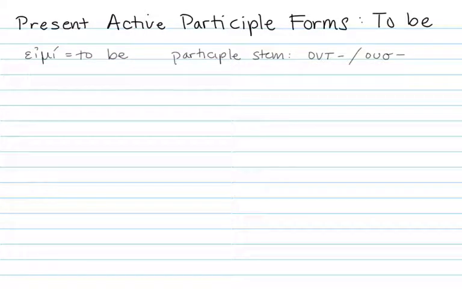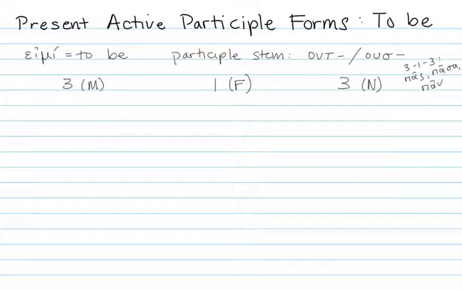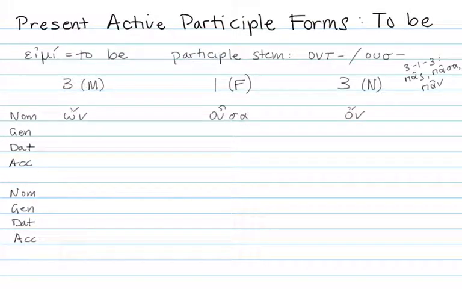So present active participle forms. We're going to start with the form of to be. In first person singular present active indicative, it's eimi. And the participle stem is ont- or ous-. It's a 3-1-3 adjective, which means the masculine and neuter follow the third declension, and the feminine follows the first declension. The other adjective we learned that follows this pattern is pas, pasa, pan, another 3-1-3. So let's write out our on, ousa, on, and then this translates to being, whether it's masculine, feminine, or neuter.